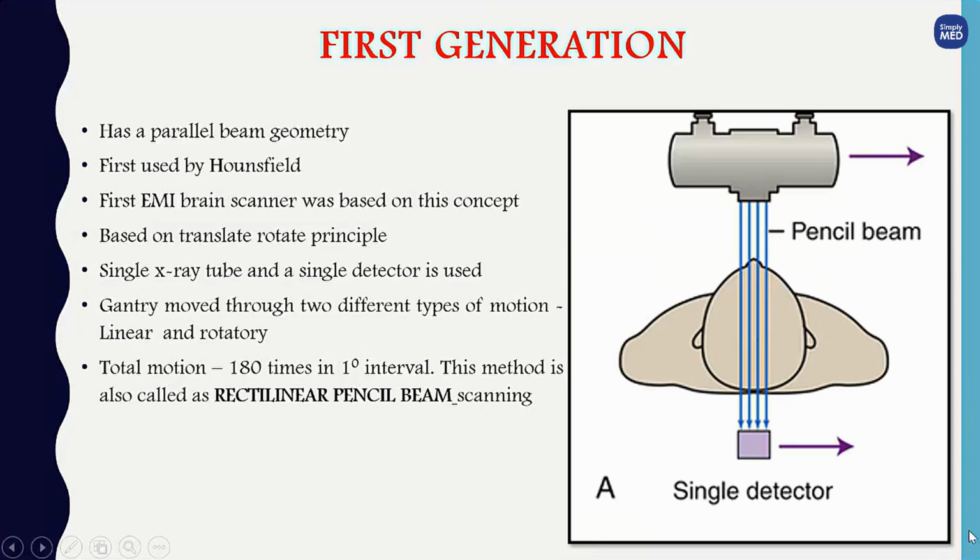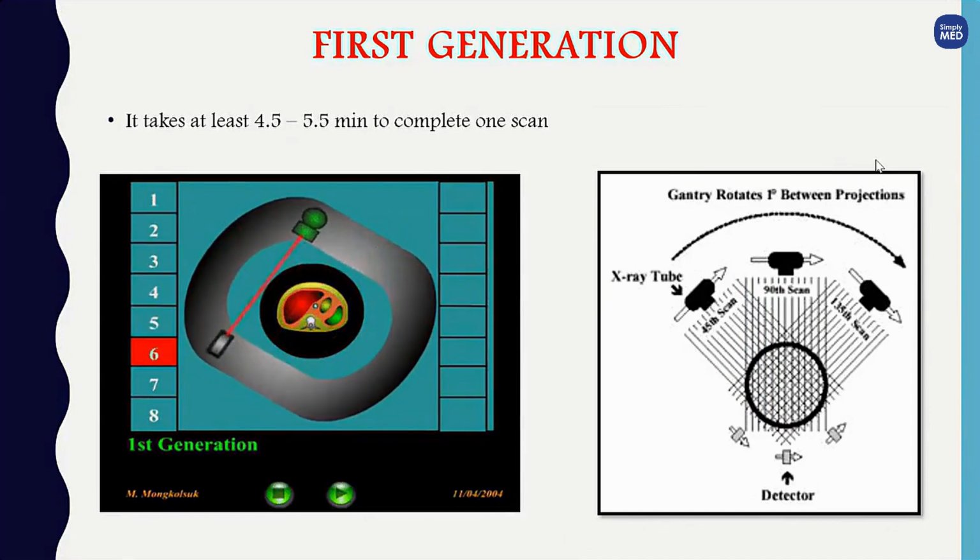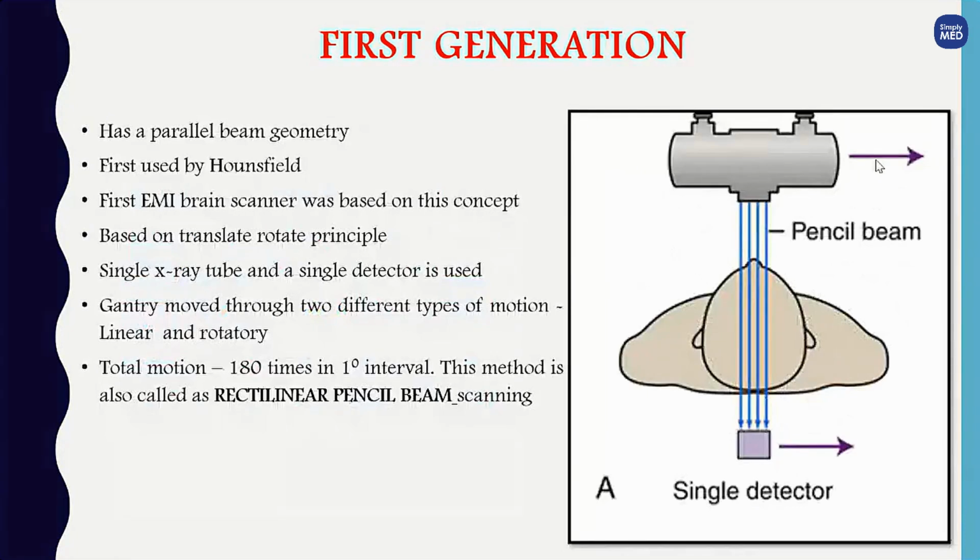So we have something called the translate rotate principle. It means this X-ray beam and single detector will move once, then it will rotate. Like this, it will move once, rotate. Again move, rotate. Move, rotate. Translating, it moves along the patient, then it will rotate. Like that. Not a continuous rotation. So we have a single X-ray tube and single detector, and we have linear motion. Since we have this translate rotate, we can call it linear and rotate.